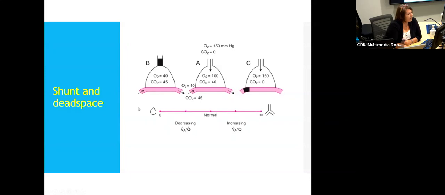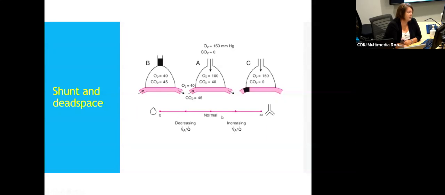If you think about a right to left shunt within your heart, you've got blood going from the right side of your heart. It sort of bypasses your alveoli and goes to the left side. That's considered shunt. If you've got lots and lots of ventilation, but no perfusion, that's considered dead space.